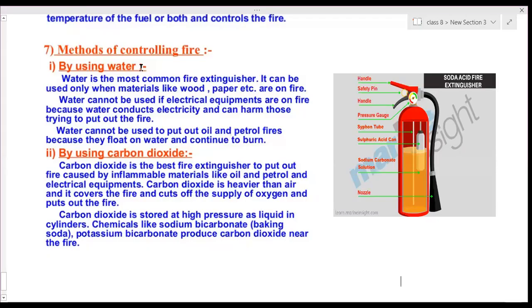Next part, we have learned in the last class how to extinguish fire. We have seen using water, but for fire due to electrical appliances or fire due to oil or petrol, we cannot use water. Oil and petrol actually float on water, so it will keep on burning although you pour water over it, because oil and petrol are lighter than water, so it will start floating over water.